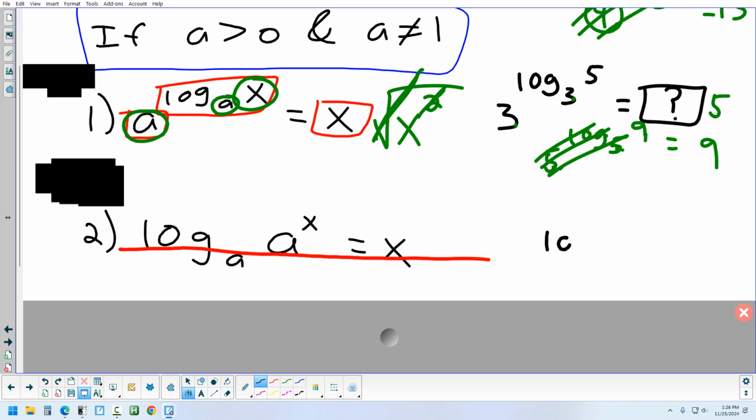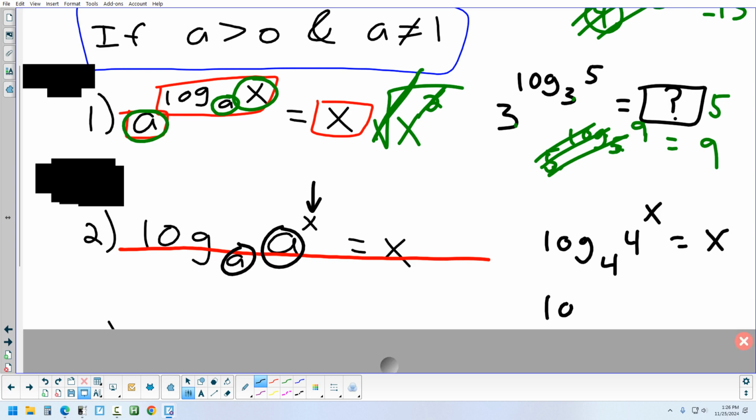So if you had log base 4 of 4 to the x, it's kind of like the one we just did up above. When these two numbers match, everything cancels out. They undo each other, except for whatever is right there. That's all that's left. So in this case, the answer would just be x. We don't know what x is, but whatever x is, that's the answer.